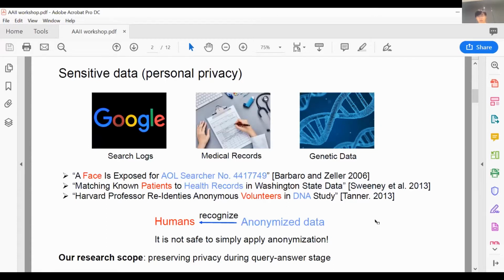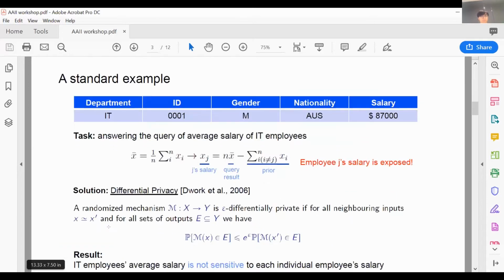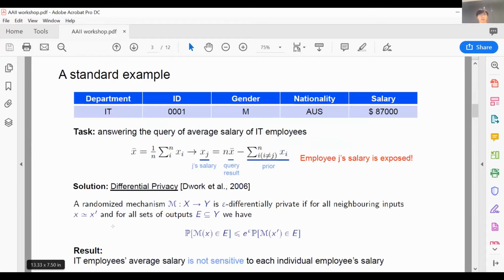There has been a lot of research about how to preserve our personal data. In this work, our research scope is to preserve privacy during the query answering stage. Here is an example. Suppose we have tabular data like this. It contains specific information about employees in IT. The task is to answer the query of the average salary of IT employees.